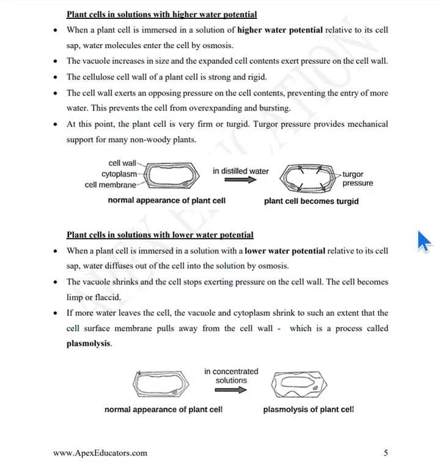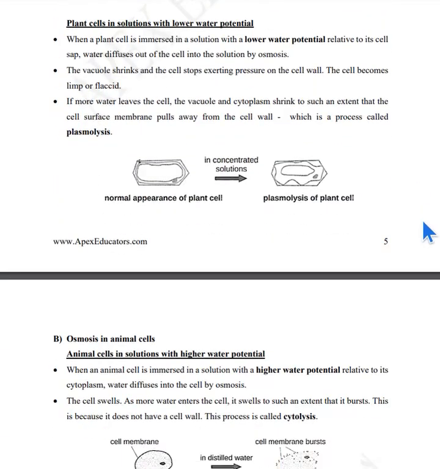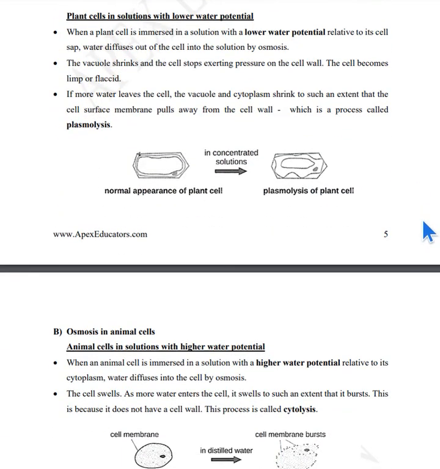That turgor pressure you don't really need to know. The next one is lower water potential. When a plant cell is immersed in a solution with a lower water potential relative to its cell sap, the water diffuses out of the cell into the solution by osmosis. You need to tell me osmosis, a super important keyword. Because of that, the vacuole will shrink, and then the cell will stop exerting pressure. Therefore, the cell will become flaccid.